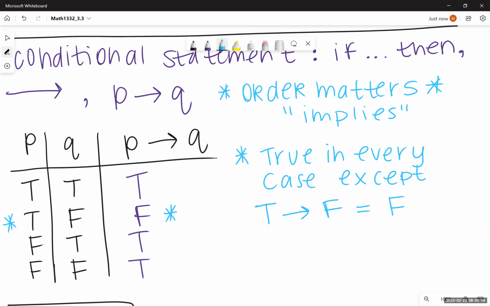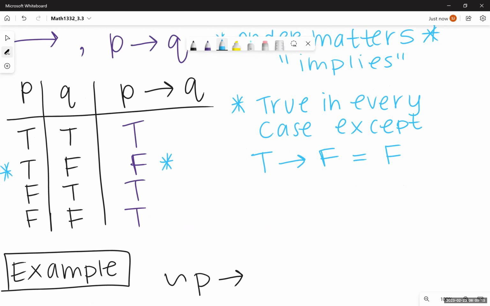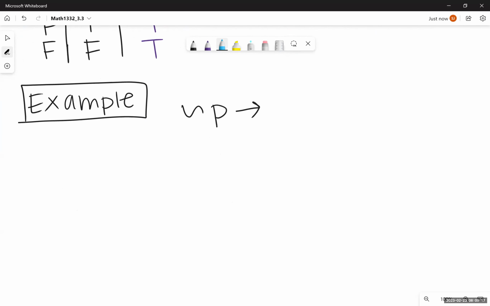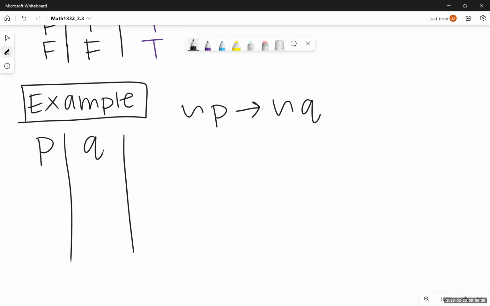So this is saying P implies Q. It's almost like a cause and effect type of thing. I was going to say it, that's why I wanted to write it. I wanted to say not P implies not Q. That's what we're going to work on. So it's going to look like this. And if you don't use the word implies, then you would just say if not P, then not Q. Fairly simple.